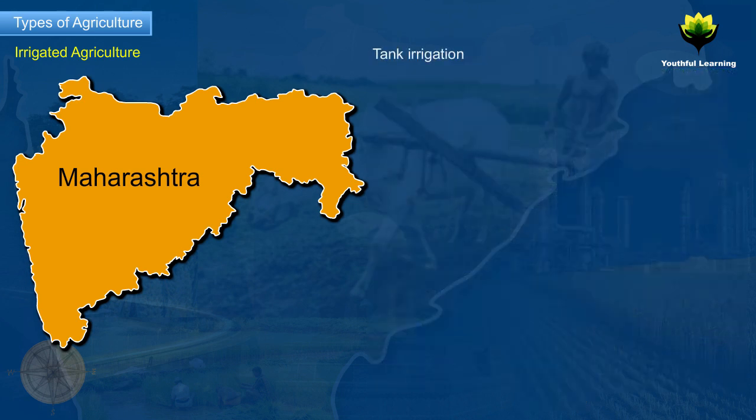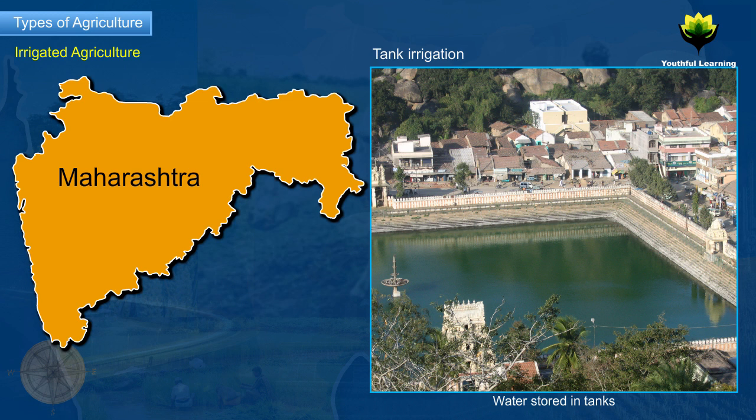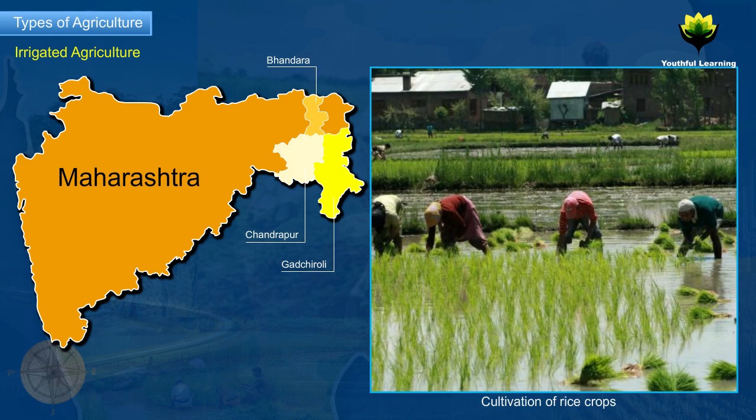Tank irrigation uses water stored in tanks. It is commonly used in the Chandrapur, Bhandara and Gadchiroli districts for cultivating rice crops.